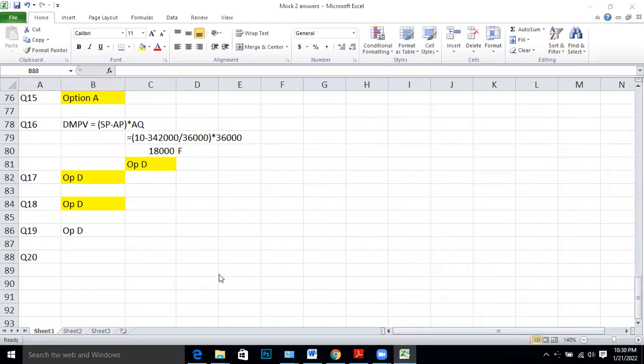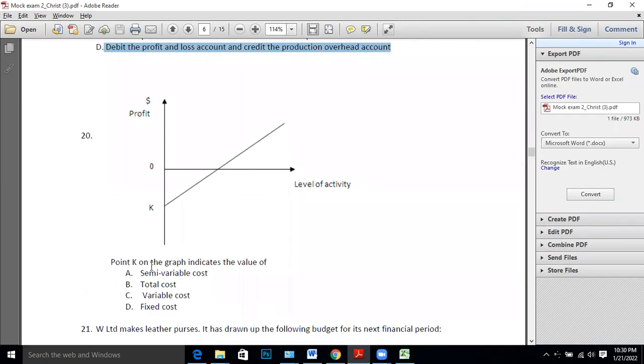Question 20. Point K on the graph indicates the value of profit versus level of activity. When the level of activity is zero, the profit will be equal to a loss of the fixed cost, isn't it? Because you don't have any contribution. Profit means contribution minus fixed cost. Zero units, zero contribution. But the fixed cost is still going to be there, which means the value will be equal to the fixed cost, but with a minus sign. They asked about the value, fixed cost. The 20th one is D.